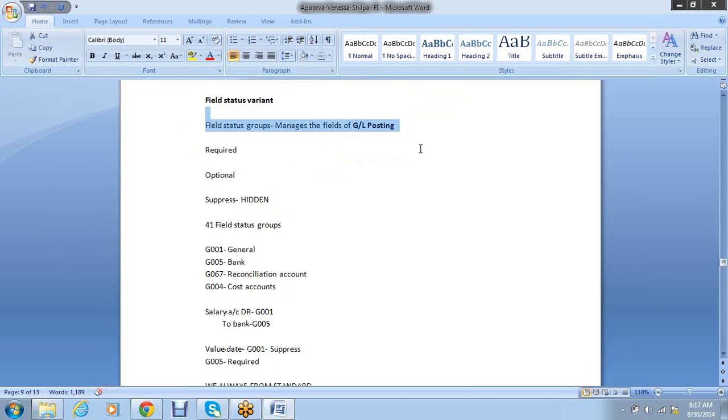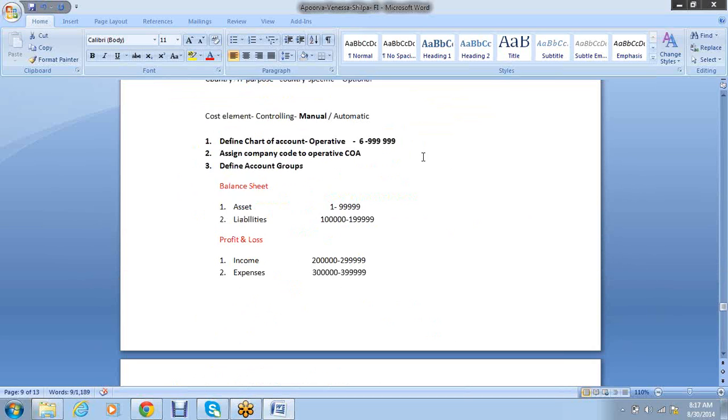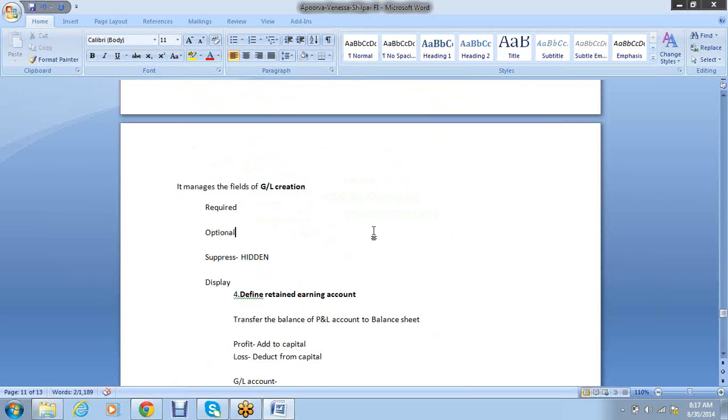G00 is used while creating the GL. Now G001, G002, that is used for GL posting.